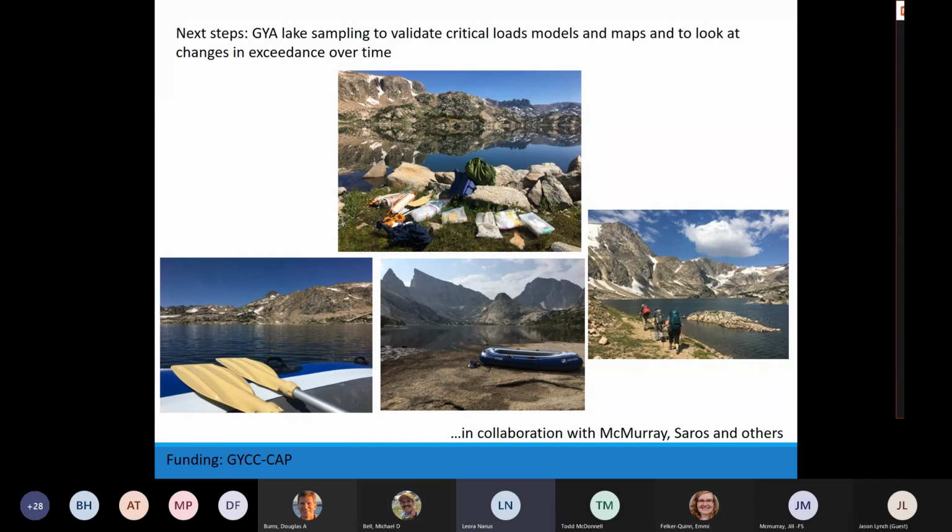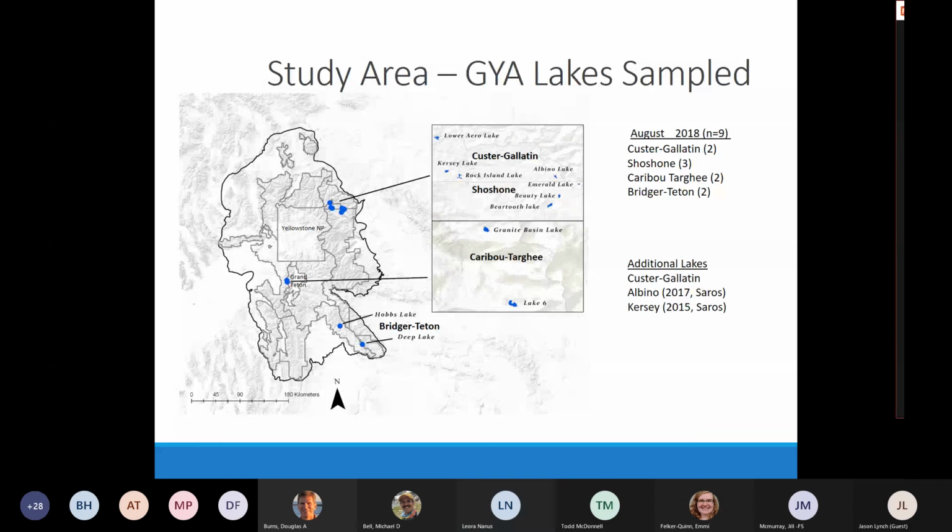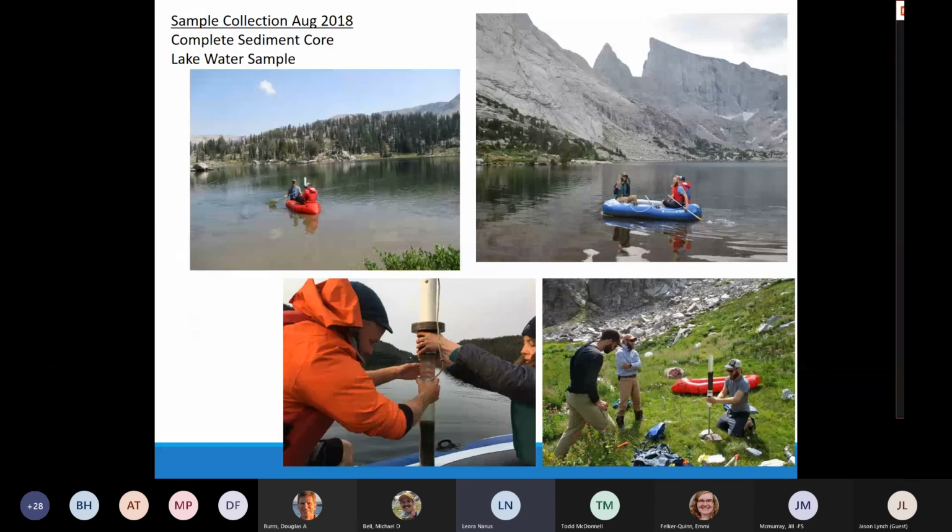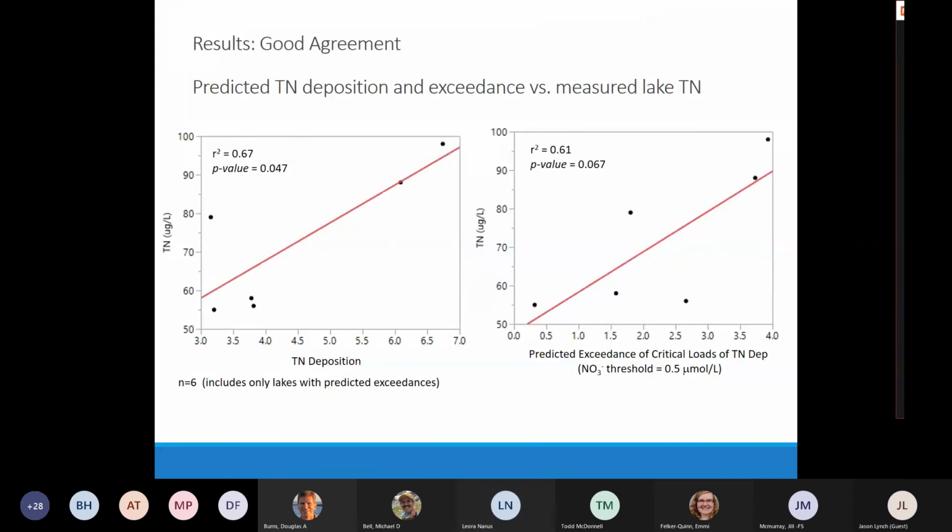The next steps were to conduct lake sampling within the GYA to validate the critical loads models and maps, and to look at changes in exceedances over time. And so we went out and sampled 9 lakes across the GYA in 2018. We collected complete sediment cores and water samples from these lakes. We're still working up this data, but preliminary results show good agreement between predicted total nitrogen deposition and exceedance versus the measured lake total nitrogen. So we're in the process of comparing pre- and post-2012 deposition based on the results of the lake sediment core data. That should be coming out later this year.